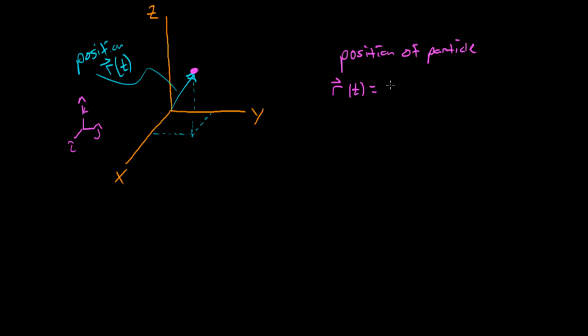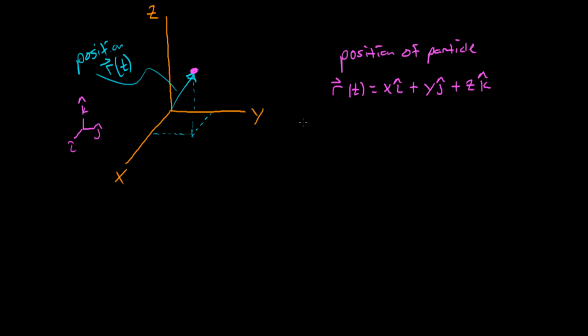And so this has a magnitude of x in the i direction plus a magnitude of y in the j direction and the magnitude of z in the k direction. And so this is the vector notation to represent this point in space. That's all we're talking about. But what's interesting is that each of these is actually a function of time.